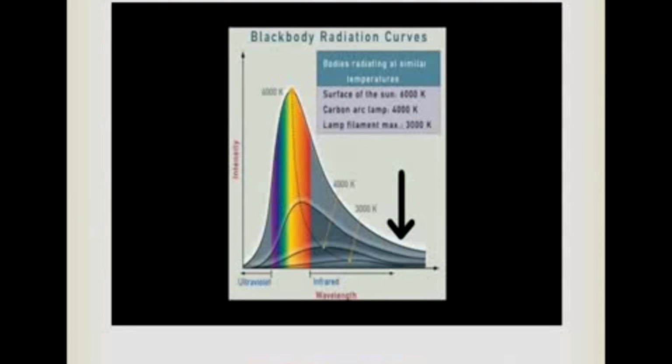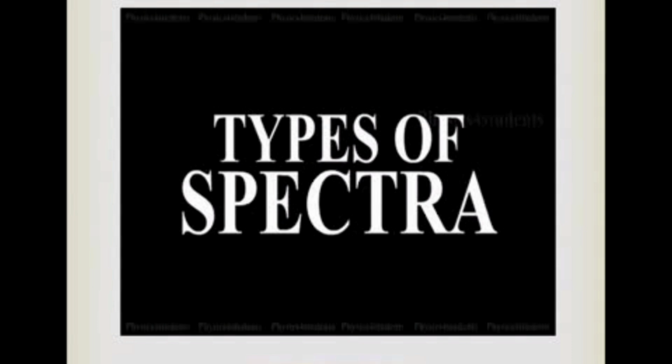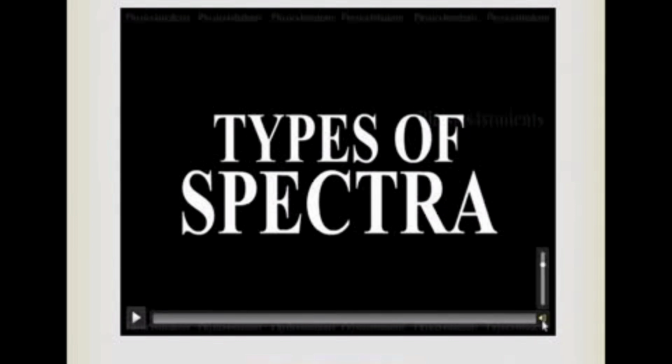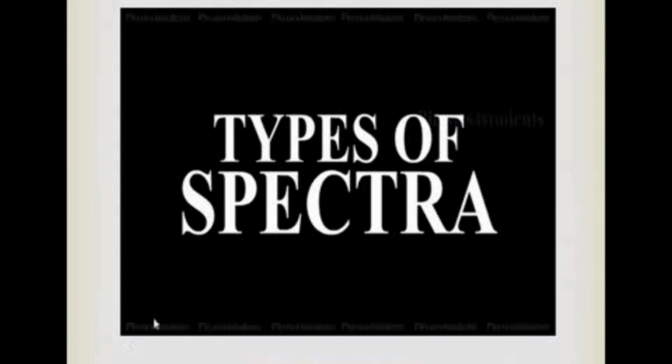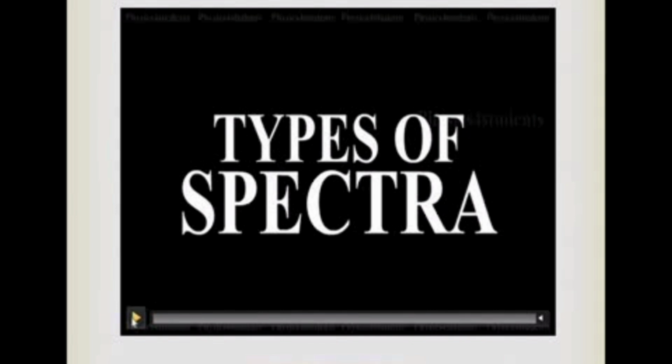Next, we are going to see that when light is allowed to fall on a prism, it is deviated and produces 7 colors, from violet to red. That is called a spectrum. There are 2 types of spectra: one is the emission spectra, another one is the absorption spectra.